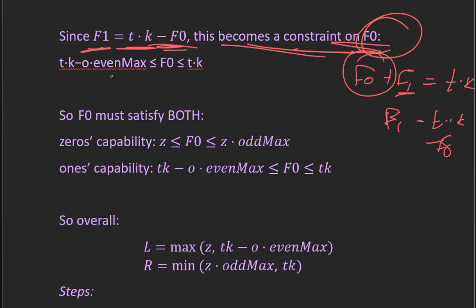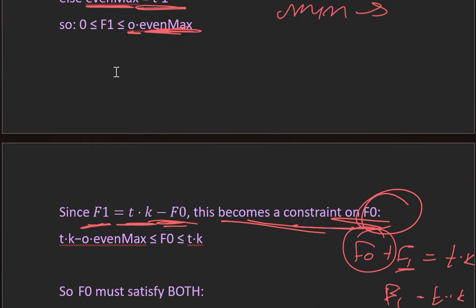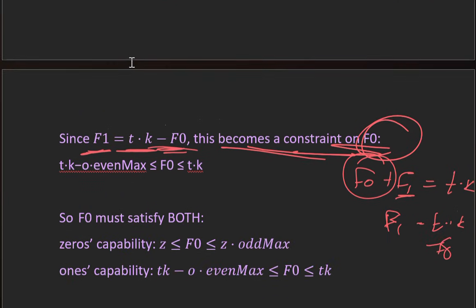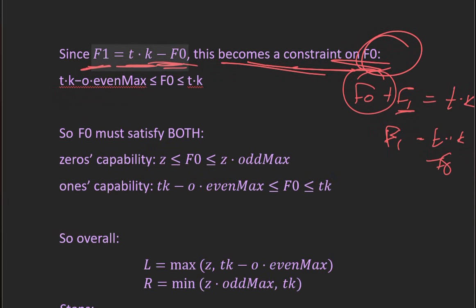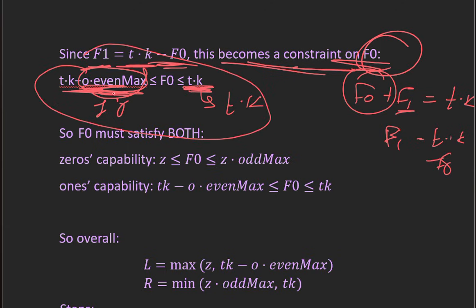So what is the value of f1 that we get from the above equation? F1 maximum can be o into even maximum, right? So let's see. F naught maximum can be t into k, and the minimum it can be is t into k minus the total flips of ones. Or, suppose we don't flip any one and only flip 0, then it can be t into k. So this is one constraint for f naught.